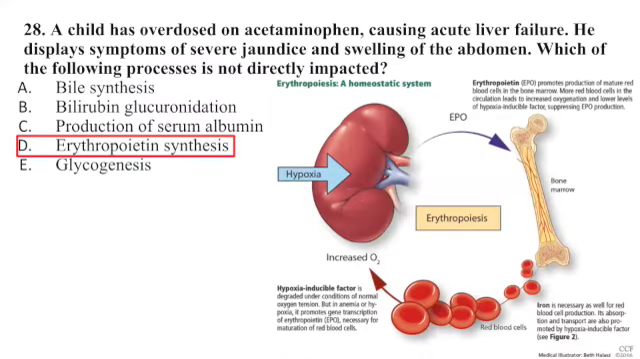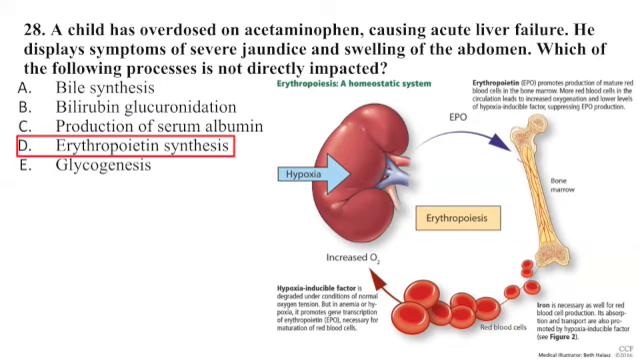28. A child has overdosed on acetaminophen, causing acute liver failure. He displays symptoms of severe jaundice and swelling of the abdomen. Which of the following processes is not directly impacted?